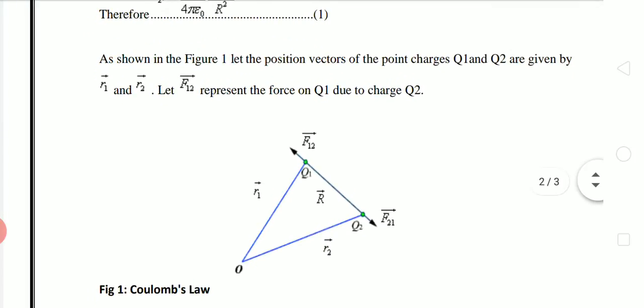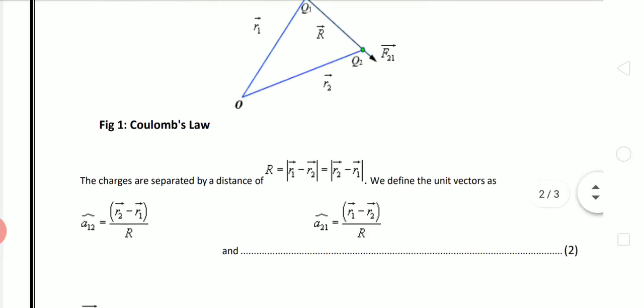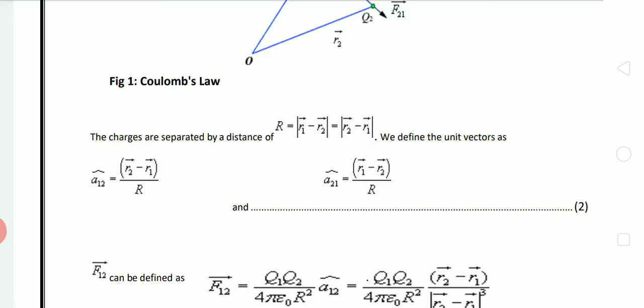From this figure, we can observe that the position vectors of the point charges Q1 and Q2 are given by R1 and R2. Let F12 represent the force on Q1 due to Q2. Then, according to Coulomb's law, the charges are separated by the distance R is equal to R1 minus R2, that is equal to R2 minus R1. We define the unit vectors as A12 is equal to R2 minus R1 by R, and A21 is equal to R1 minus R2 by R.